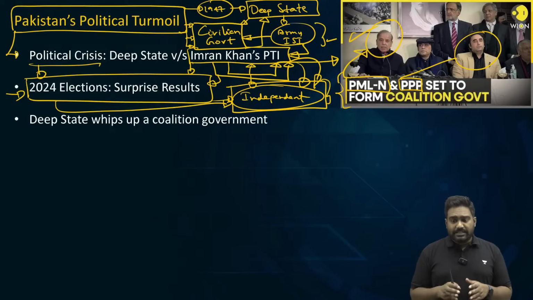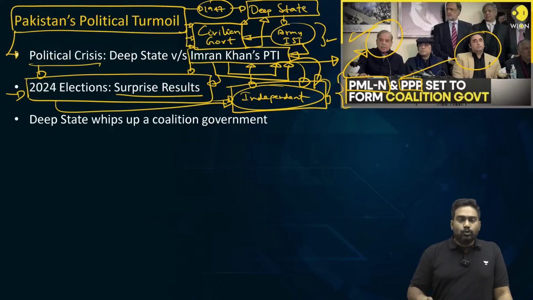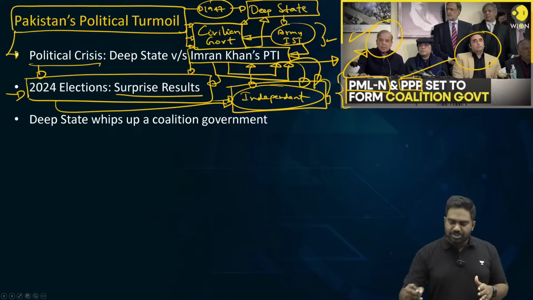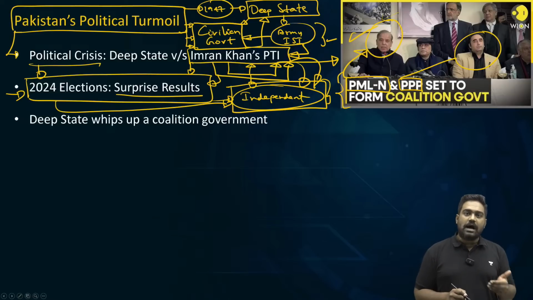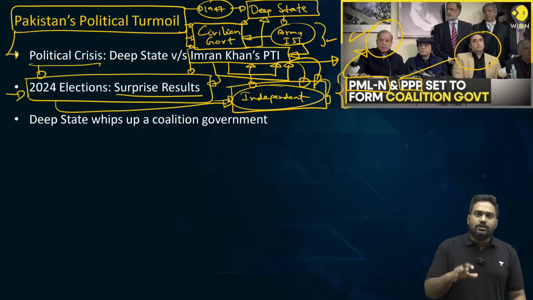So eventually, the deep state somehow managed to form a coalition government. It brought the two other parties together, Nawaz Sharif's party and the Bhutto family's party, to form a coalition government, and a power sharing has been decided, which means the current government under Shehbaz Sharif enjoys the support of the army and the ISI. So politically, some stability has come back, but still the deep state controls the politics.